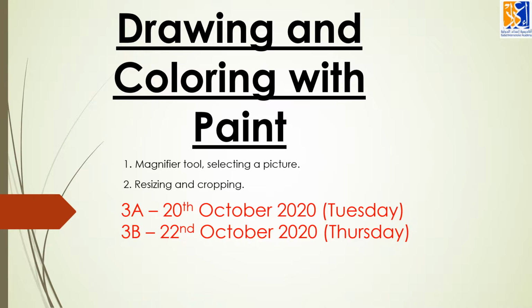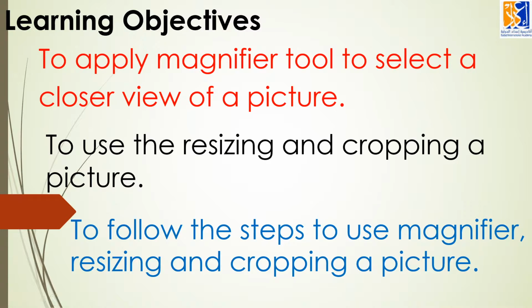Today we are going to study about drawing and coloring with paint part 2. In today's class we are going to study about the magnifier tool, selecting a picture, resizing, cropping and rotating a picture. So are we all ready? Okay, let's start. Our learning objectives for today are to apply the magnifier tool to select a closer view of a picture, to use resizing and cropping a picture, and to follow the steps to use magnifier, resizing and cropping a picture. So these are our learning objectives for today.